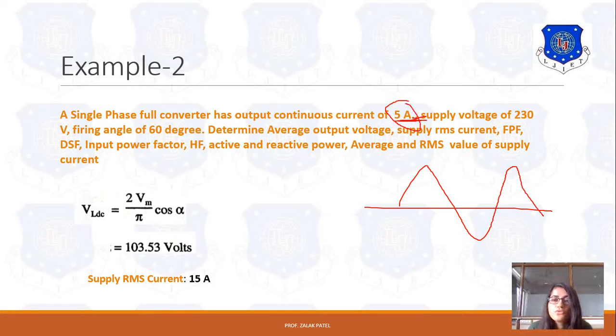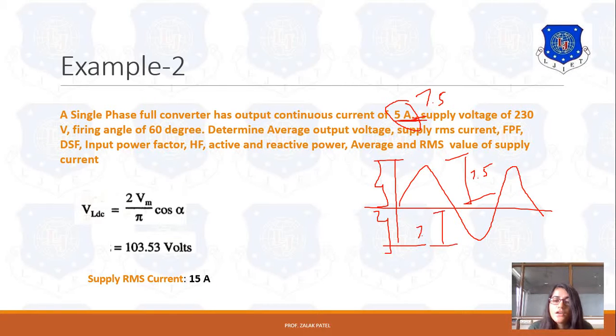So 5 into root 2 will be taken first, so it will be almost equal to 7.5 if you do this. And for the overall RMS current, you have to find the total, means the positive half, this one, as well as this negative half. So this value will be 7.5 for the upper half, and this value is again minus 7.5. So if you take the net current, then it will be 7.5 plus 7.5, so it is almost equal to 15 ampere. So this is the value of supply RMS current.